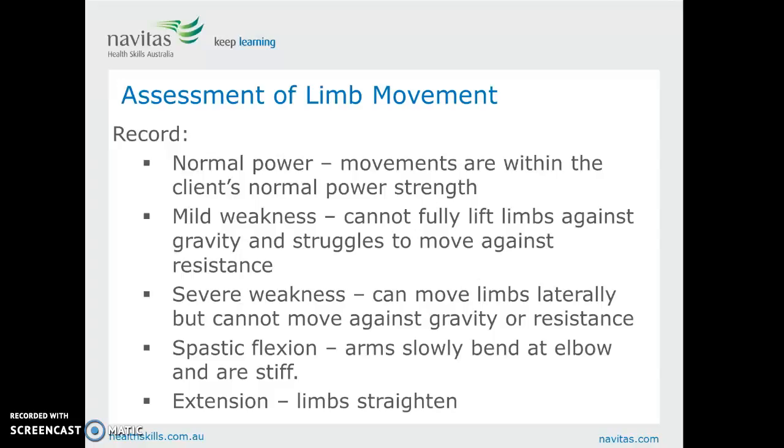Record: does the client have normal power, so movements are within the client's normal power strength? Mild weakness: they cannot fully lift their limbs against gravity and struggle to move against resistance. Severe weakness: they can move limbs laterally but cannot move against gravity or resistance. Spastic flexion: the arms slowly bend at the elbow and are stiff. Or extension: the limbs straighten.